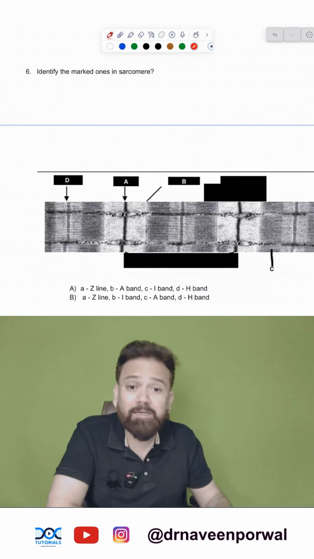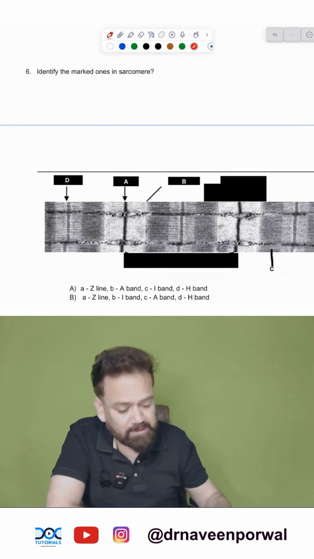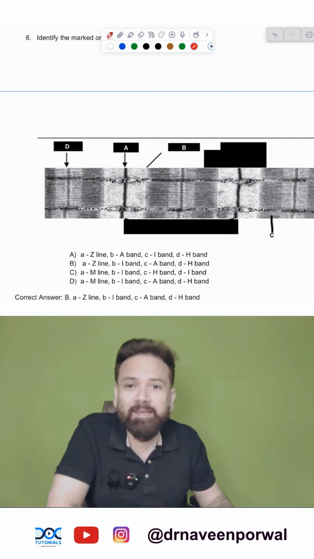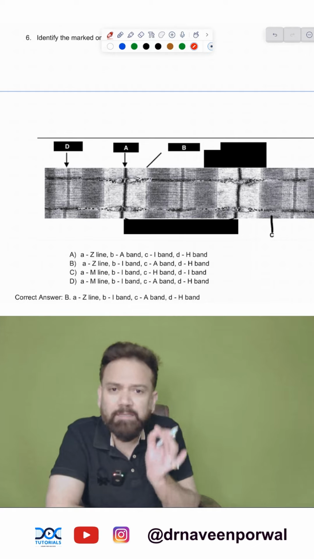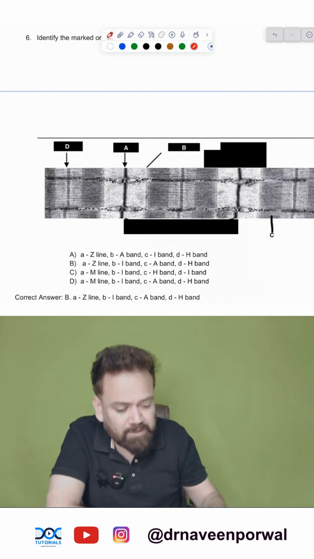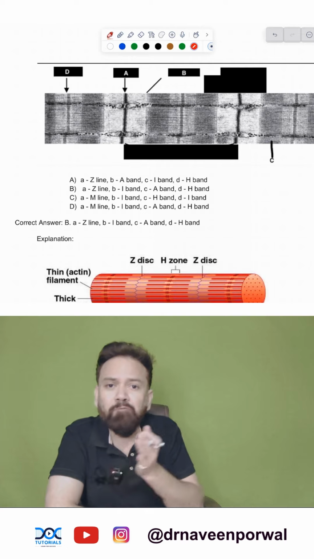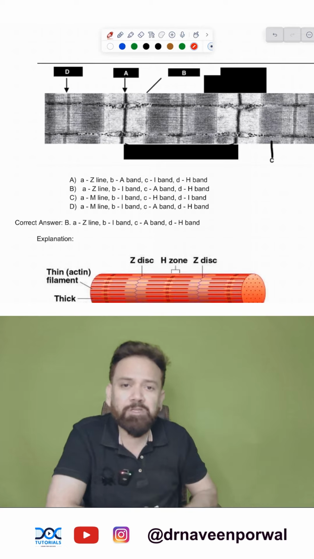Identify the marked cell, marked one in sarcomere. Again, I am telling you again and again, I have given this diagram in your main video also. I don't know why nowadays they are asking these diagrams every year. They will give you this diagram and ask you which is Z line, which is A, which is I, which is H, and all those.